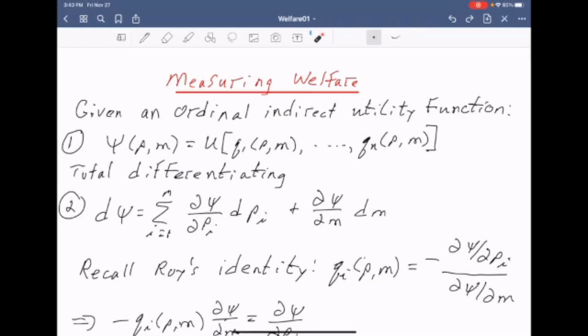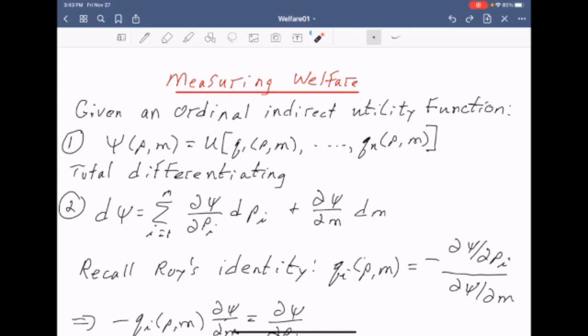In this lecture, we're going to look at different types of welfare measurements. Given an ordinal indirect utility function, psi, a function of prices, and remember I'm using an M for income, is equal to the direct utility function, which we've plugged the various Marshallian demand functions into.